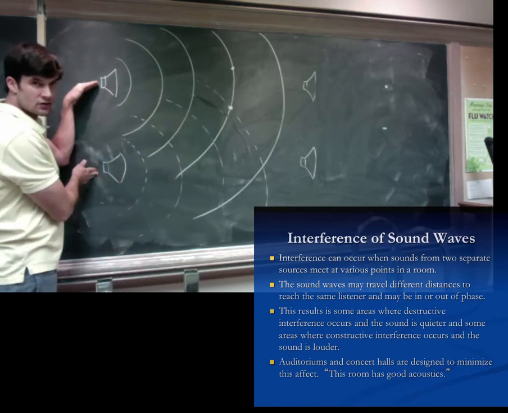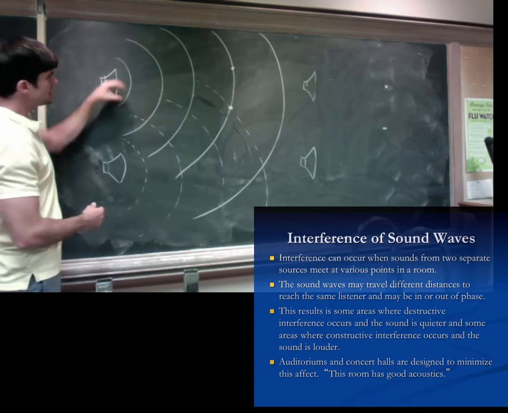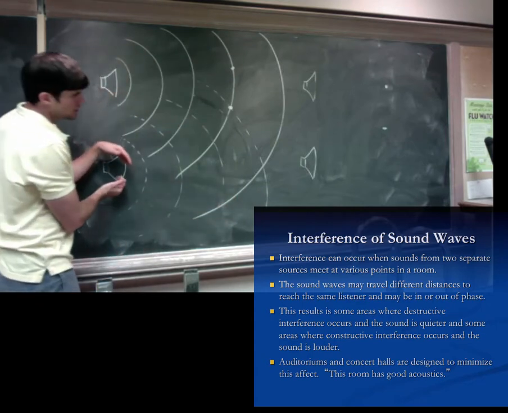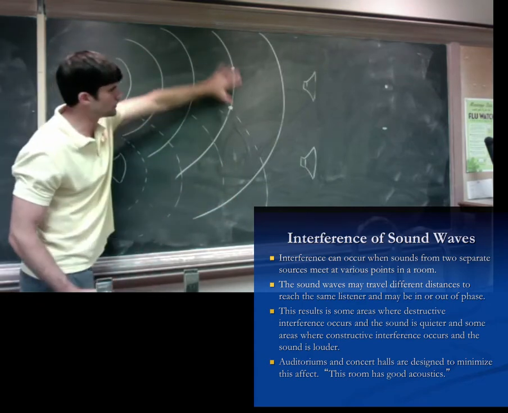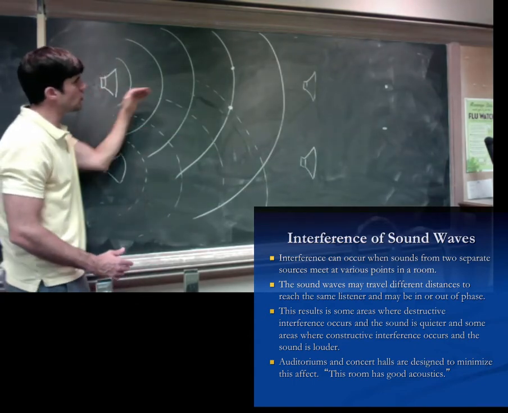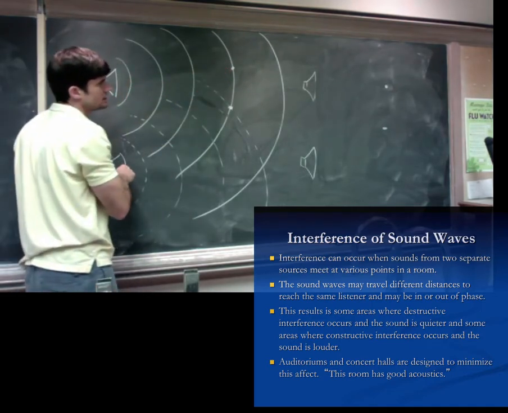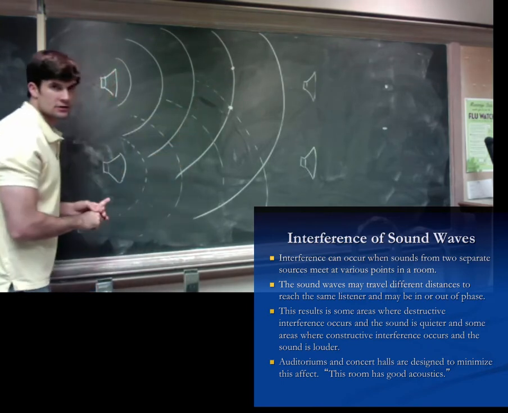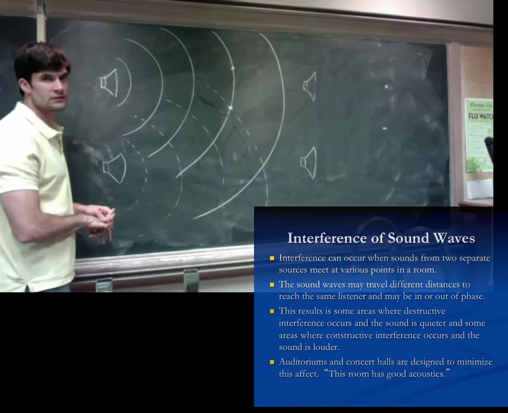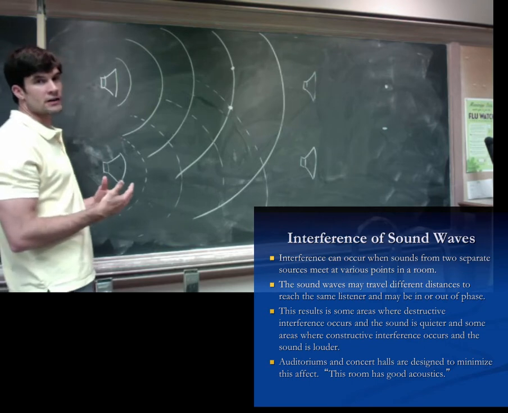For example, if you have a concert hall or an auditorium where you have two speakers, one on either side of the stage, the sound waves from one speaker will spread out to fill up the room, and the sounds from the other speaker will spread out to fill up the room, and they're going to overlap and interfere. Now, depending on how far the waves from one speaker travel compared to the distance that the wave from the other speaker travels, you might end up with either constructive or destructive interference. So that means that some spots in the room are going to be quieter while other areas are going to be louder.